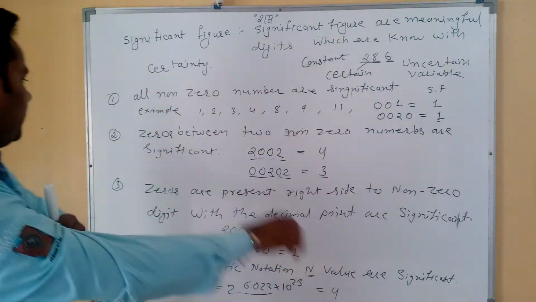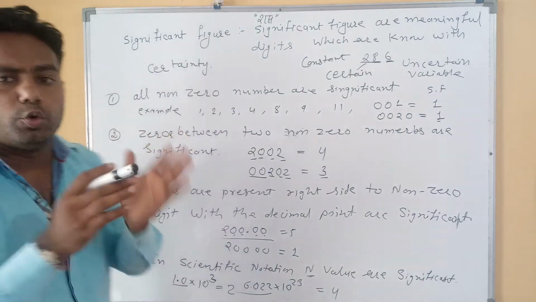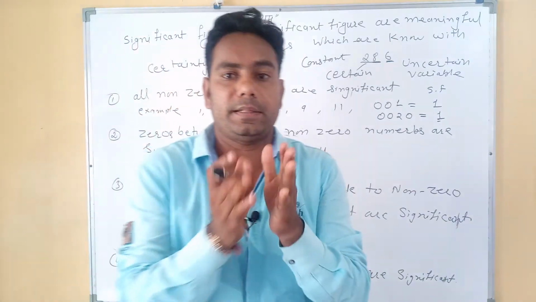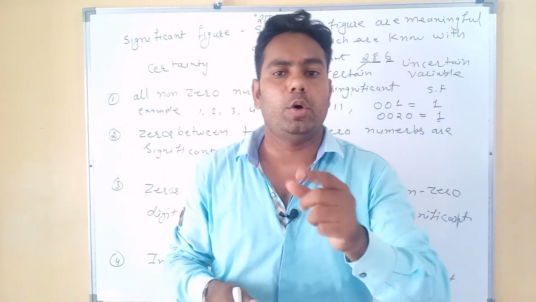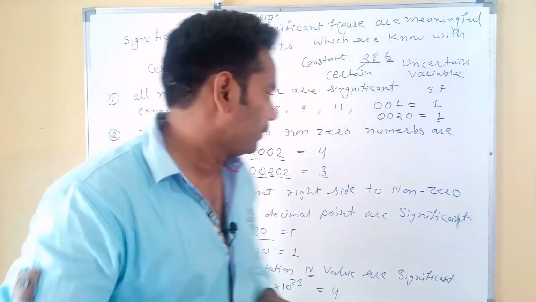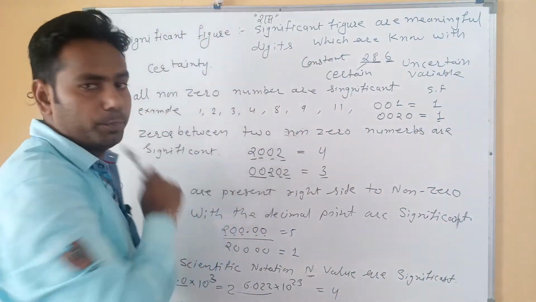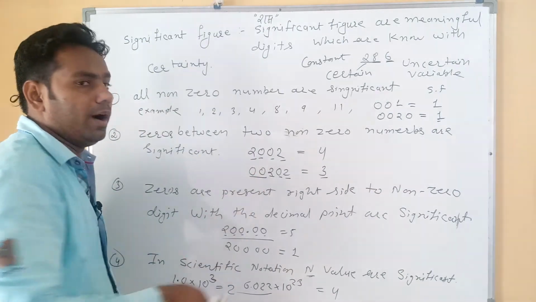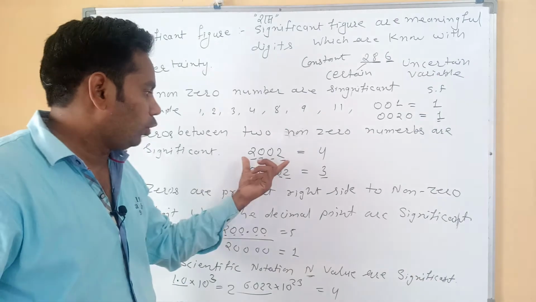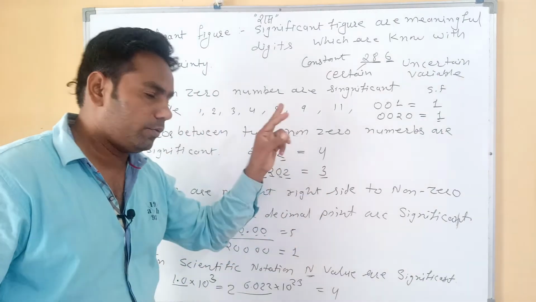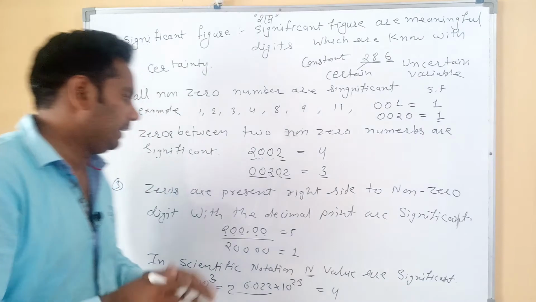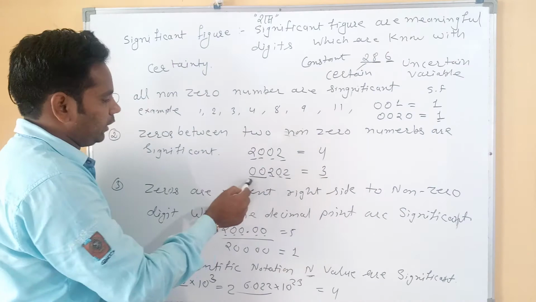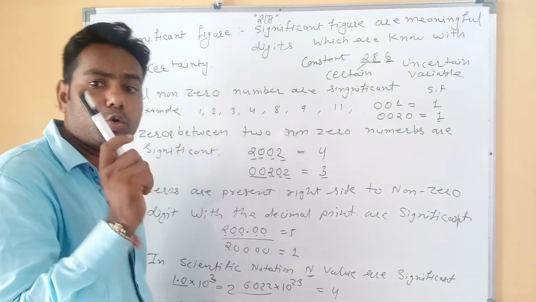Okay, then second, 0 between two non-zero numbers is also significant. It is 0 but present between two non-zero numbers, so it's also significant. Okay, so here 2002: 2 is significant, 0 also significant, 0 also significant, and 2 also significant. So total significant figure is 4. Done. Then next example is 00202. Here the leading zeros are not significant because they're not present between two non-zero numbers.